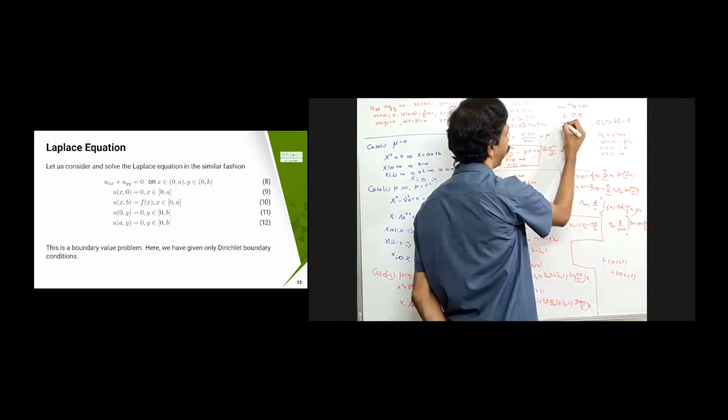So del is an operator, the gradient operator. The gradient operator is defined this way: dou by dou x, dou by dou y. Okay, so this is the gradient operator, and taking the dot product with itself is called the delta operator or Laplacian operator. So that is going to be the problem over here.